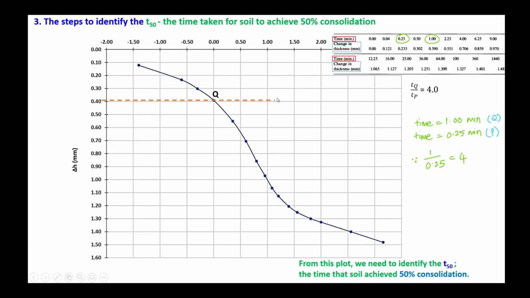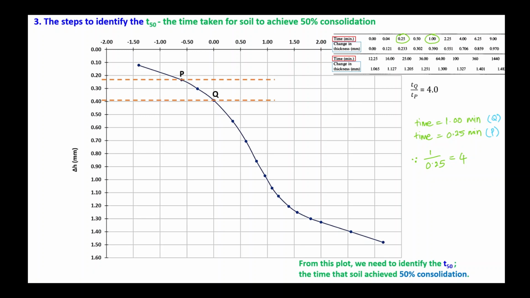Draw a horizontal line, and then identify another point at time 0.25. When you take the log of 0.25, you will have negative 0.6. At this point, P is negative 0.6. How do we get this negative 0.6? Because we log the value of 0.25.